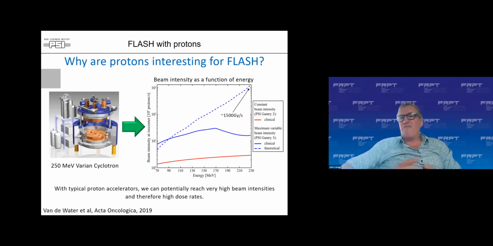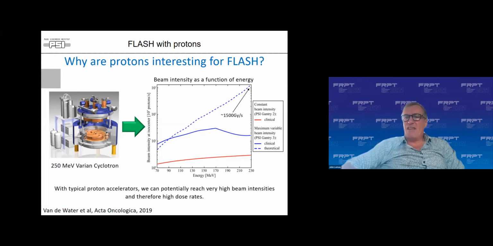And straight from our machine, if we're using the highest energy, then actually we're already getting a continual beam at the rate of 1500 gray per second. So this is not pulsed. Of course, if you're looking at other types of machines, it would be a pulsed irradiation, but this is continuous wave, but already at very, very high dose rates.